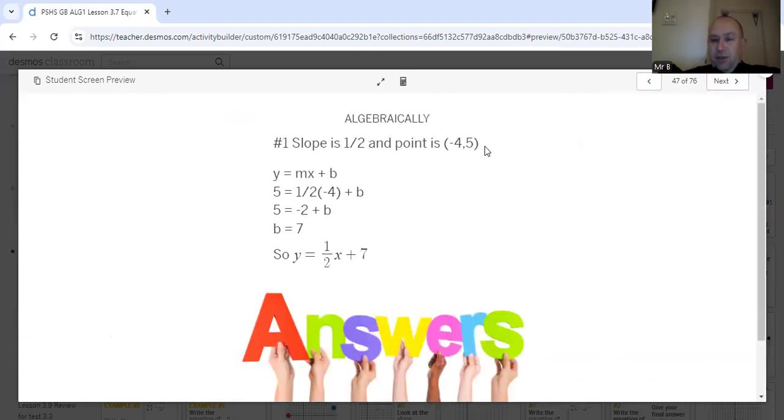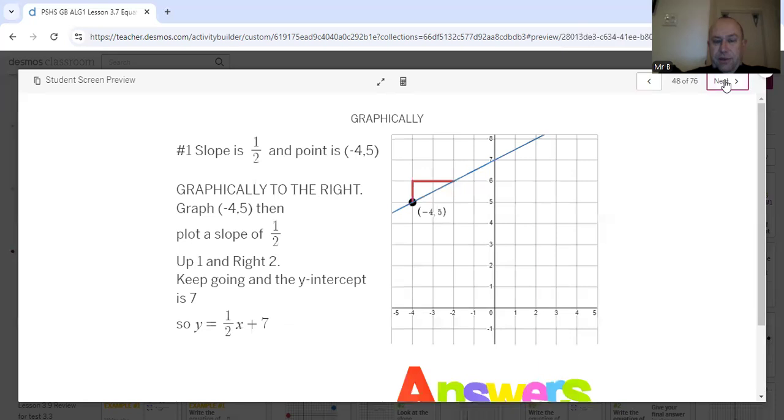Once you've done that, you're doing just like you did last lesson. And if you're not sure on that part, go back to lesson 3.6, and that will explain how to do that more thoroughly.